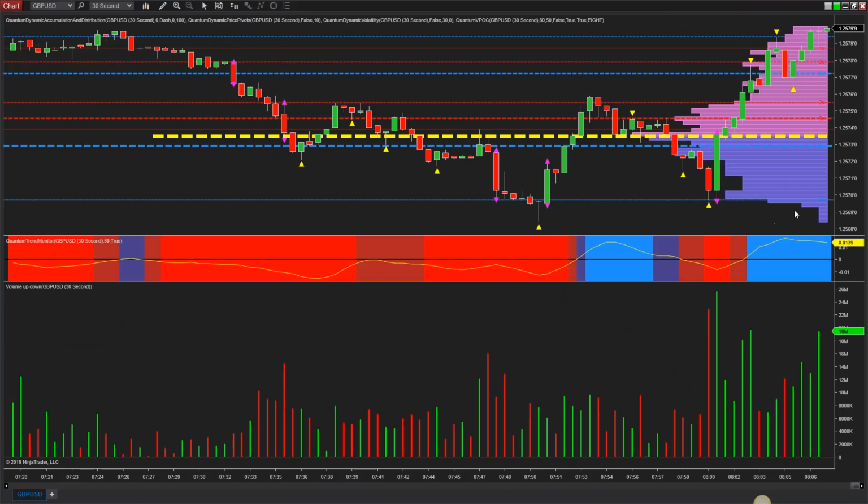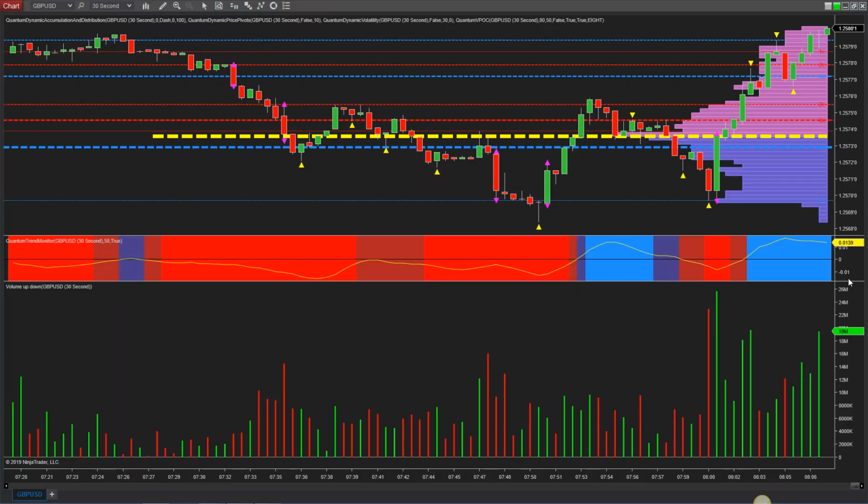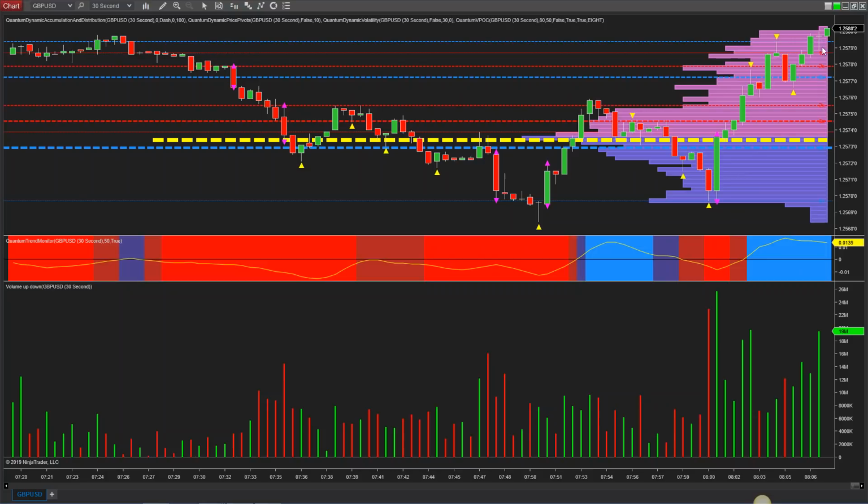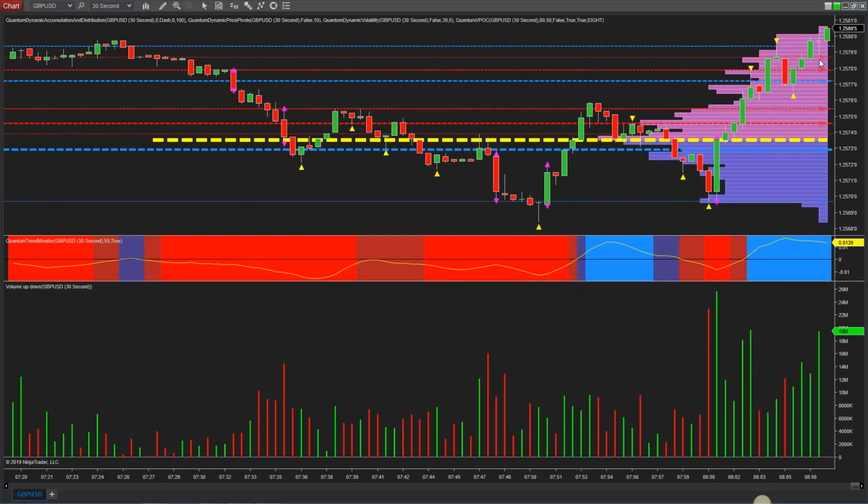Just pop that up there. But in terms of actual pip value, it's not huge. This is from 70 up to 79, so 9 pips. For a scalping trader, that may well be enough. The volume is supporting. We've got the trend monitor supporting. We're moving through these levels of what were acting as price resistance are now becoming price support.